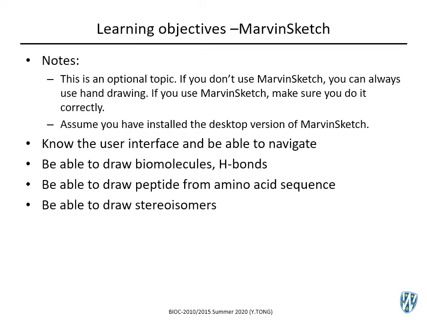After learning this, you should be able to know the user interface and be able to find different settings of this software. After this lecture, you should be able to draw some of the biomolecules, and draw the hydrogen bond patterns between molecules. You should be able to draw a peptide structure based on the amino acid sequence. And you should also be able to draw stereoisomers in a specific configuration.